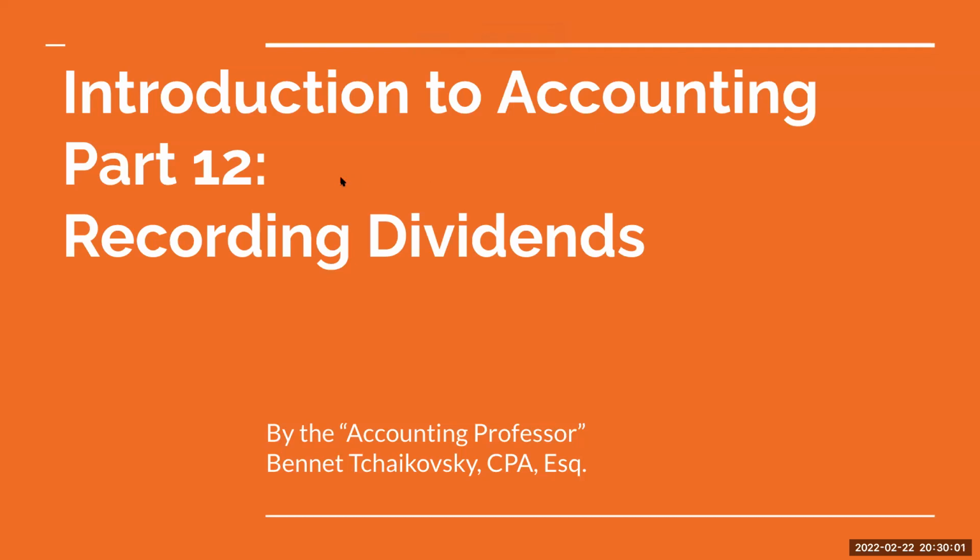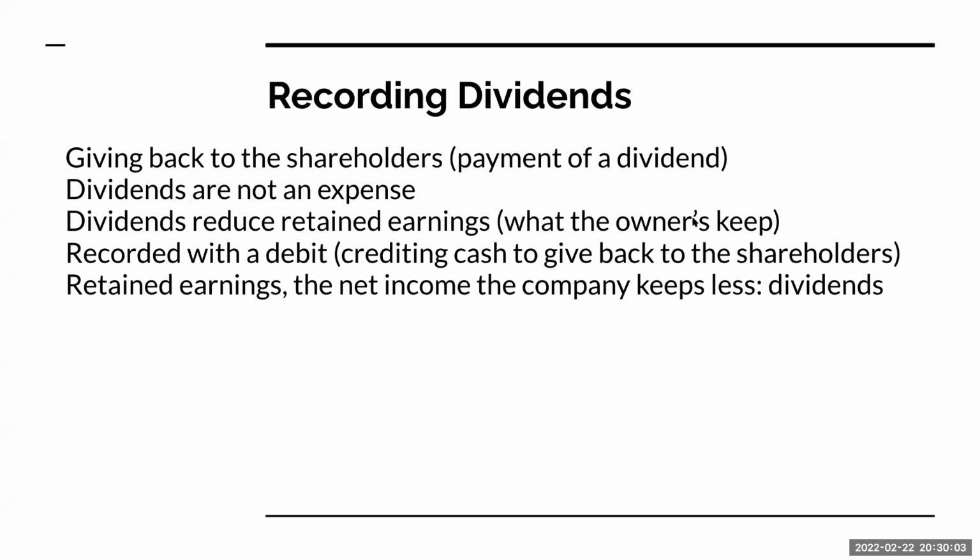We're recording dividends. Dividends are the way we give back to shareholders. So when we pay a dividend, we're giving them money back. It's really up to the company to do this. Dividends are not mandatory. It's up to the board of directors to decide to pay a dividend or give back to the shareholders. Dividends are not an expense. What dividends do is reduce retained earnings.